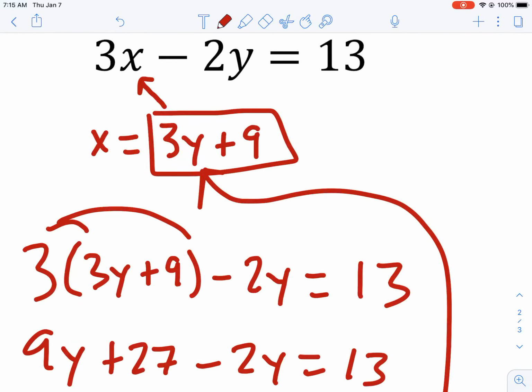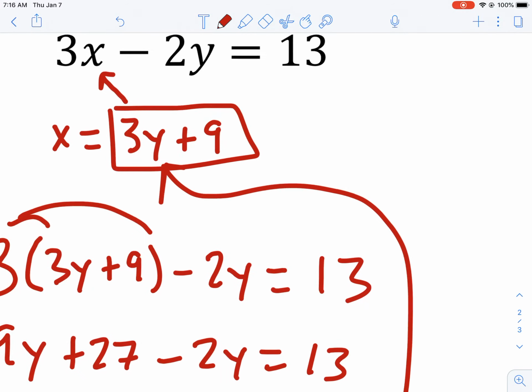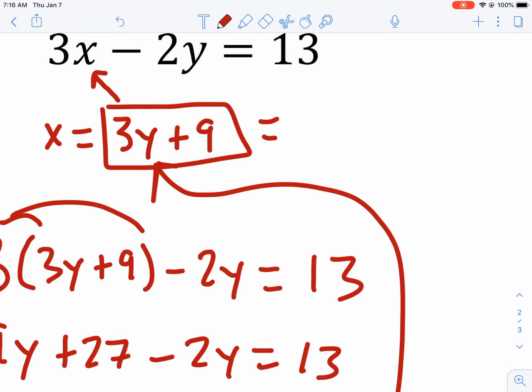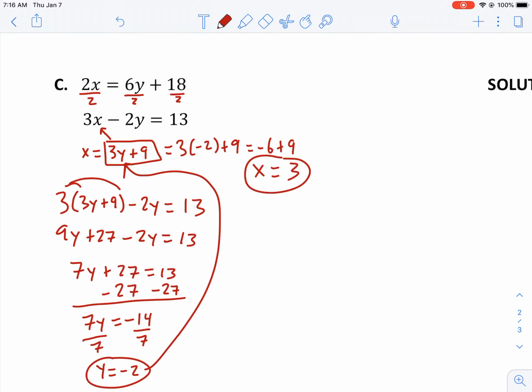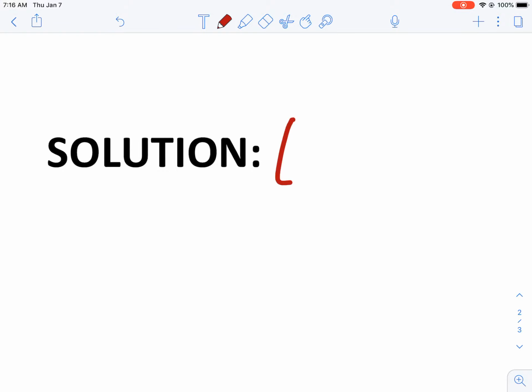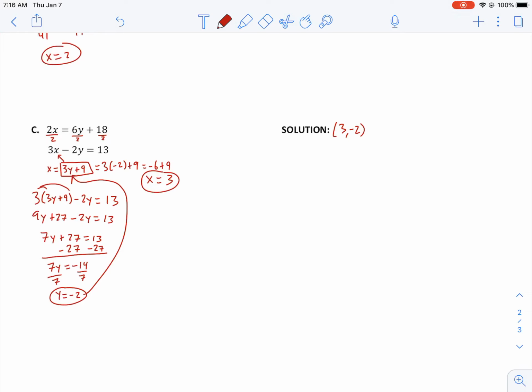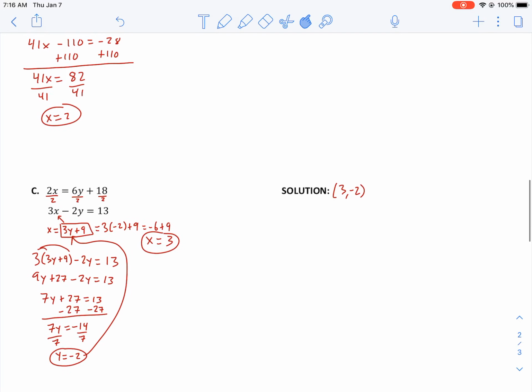We've already got x by itself in this equation, so there's no need to give ourselves extra work by going up to one of the original equations. We're just going to plug in negative 2 right there for y. 3 times negative 2, that's negative 6 plus 9, that's 3. So x equals 3 and y equals negative 2. So 3, negative 2, and that's our answer. So hopefully this is familiar to you. You definitely have done this before. If you didn't remember, hopefully this helps.